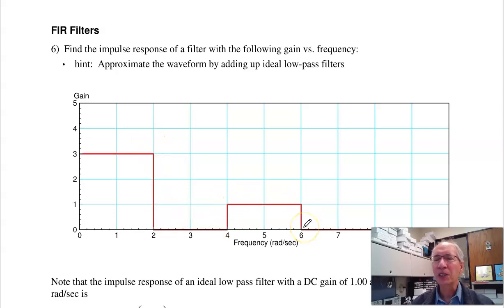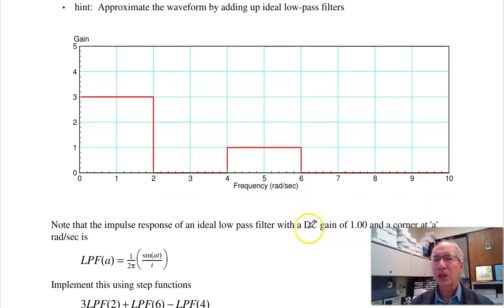Now that'd be really hard to do with poles and zeros in the S-plane. Pretty easy with an FIR filter. To do that, I need to find the impulse response. So from the lecture notes, the impulse response of a filter with a corner at a radians per second is 1 over 2 pi sine of aT over T. So here's a low-pass filter, corner at 2 radians per second, gain is 3. So multiply by 3, make a equal to 2.